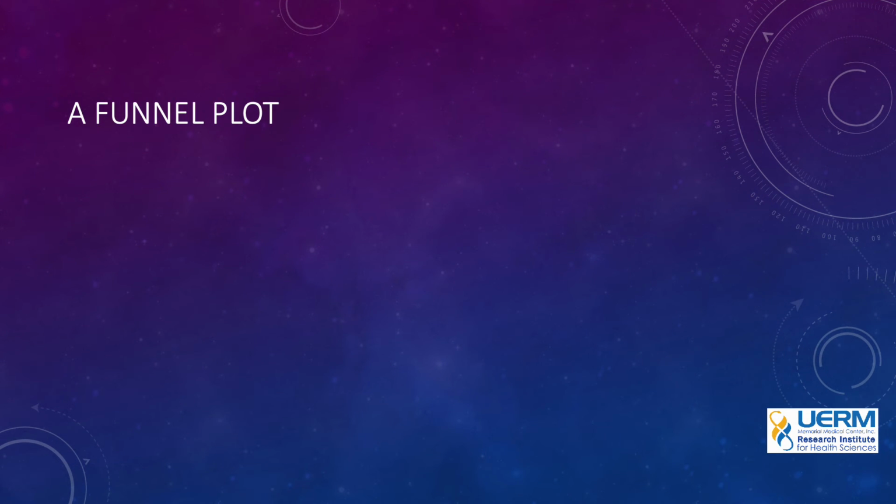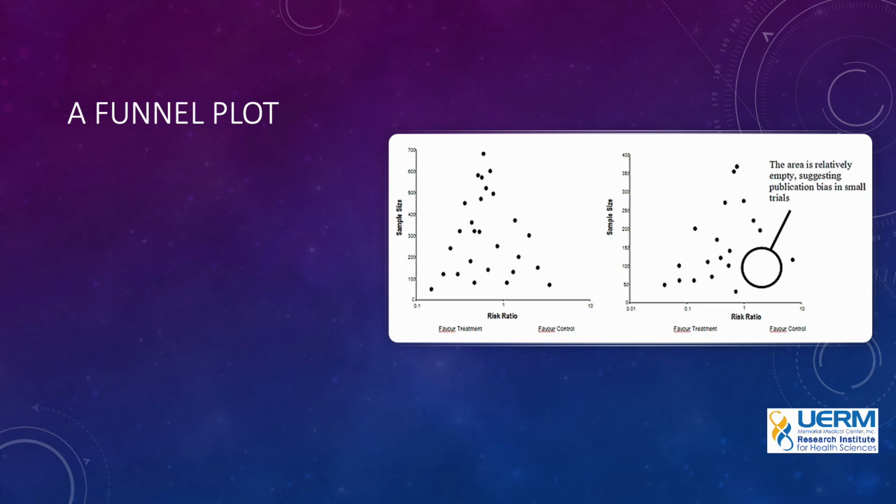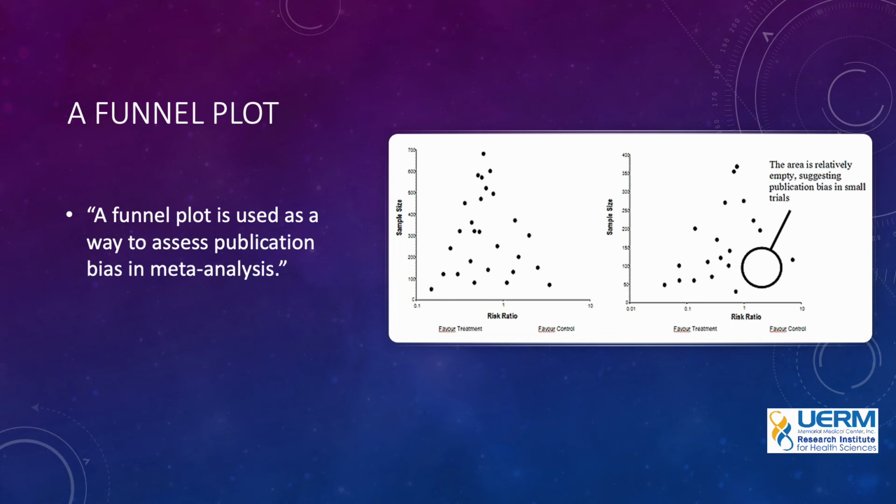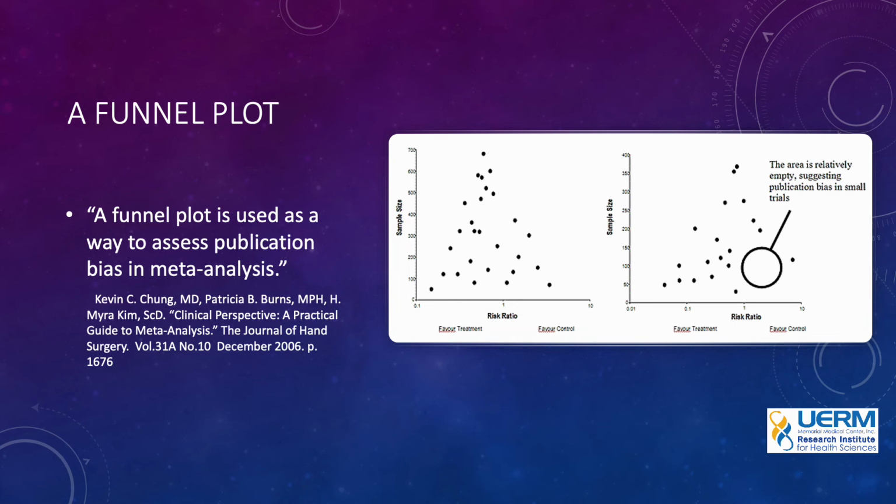So next we have the funnel plot. This is an example of a funnel plot. A funnel plot is used as a way to assess publication bias in meta-analysis. So the area here where it's relatively empty suggests that publication bias is evident.